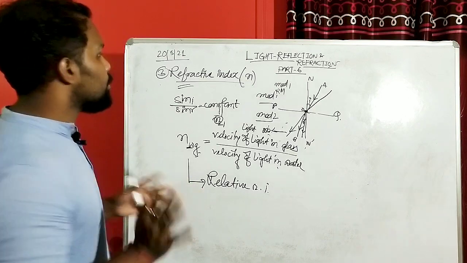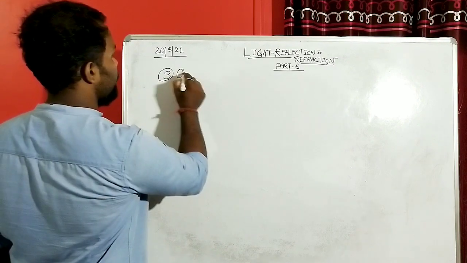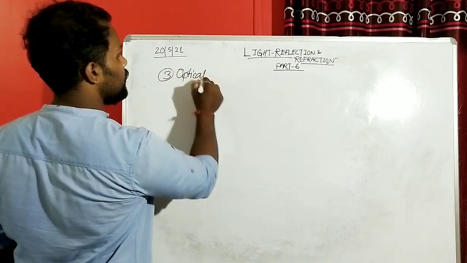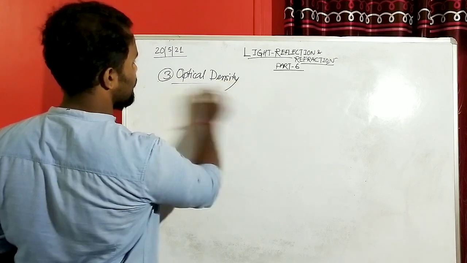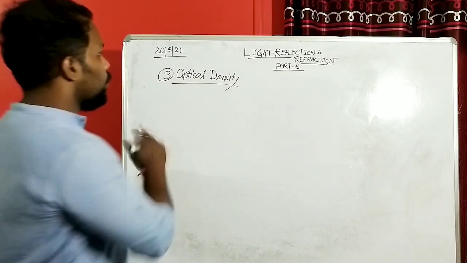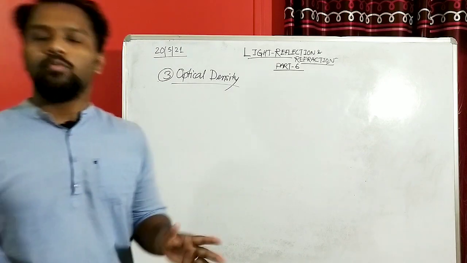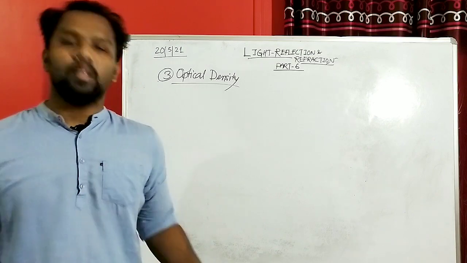What does it actually mean? We will see that. Our next topic is going to be optical density. See, optical density in your book is actually not part of your syllabus. Maybe one or two questions actually come. What does optical density really mean? First, we have understood the concept of refractive index, right? So the refractive index of different media is different.